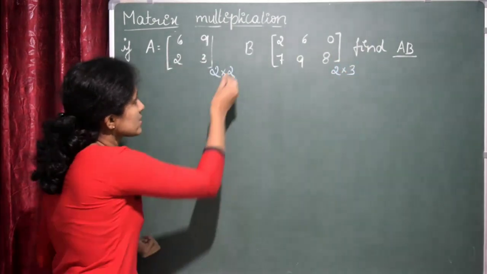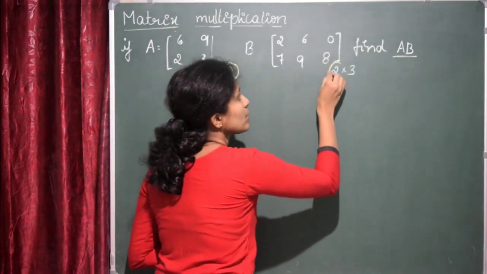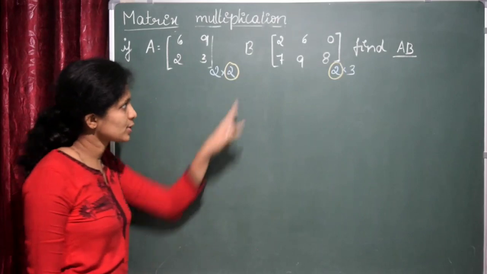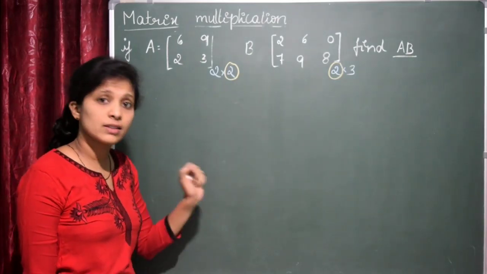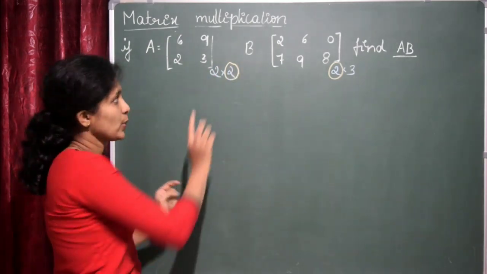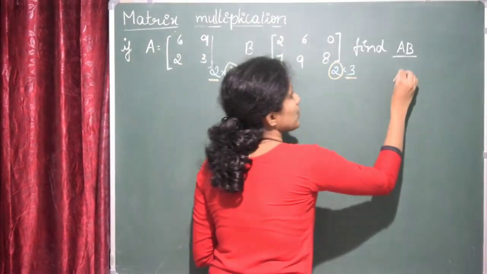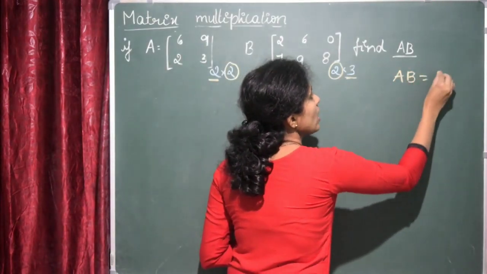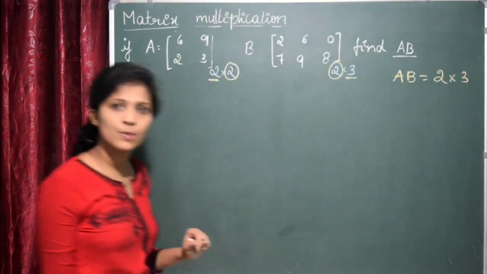Right? Here you can see the number of columns of the first matrix is equal to the number of rows of the second matrix. 2 is equal to 2. Now the matrix multiplication is possible. Otherwise the matrix multiplication is not defined. Now after the multiplication you have to get a matrix that should be of order 2 by 3. Right? The product AB should be of the order 2 by 3. I mean number of rows is 2 and number of columns is 3.